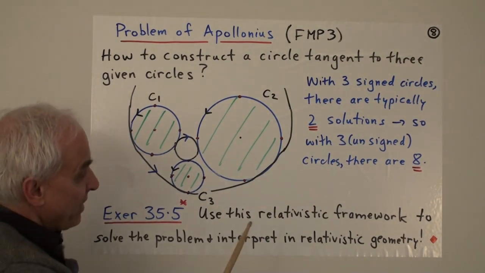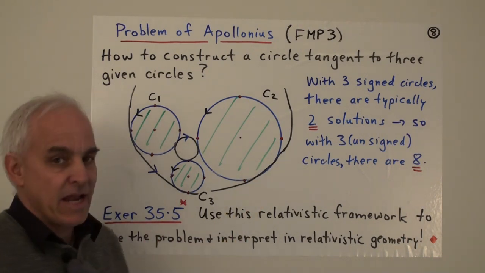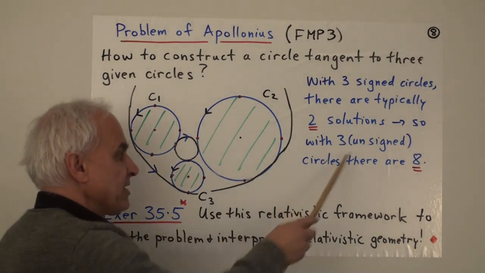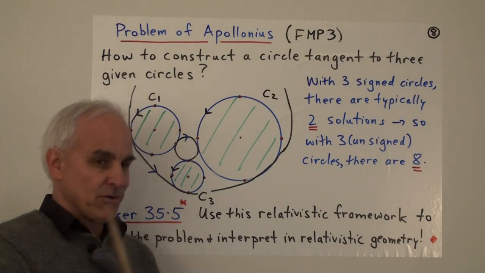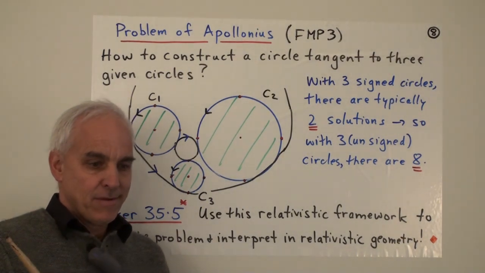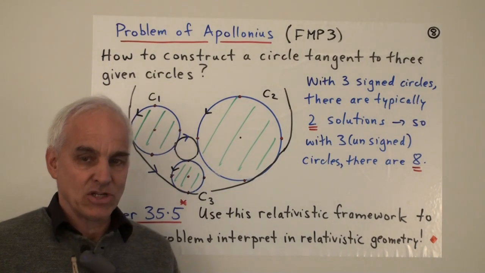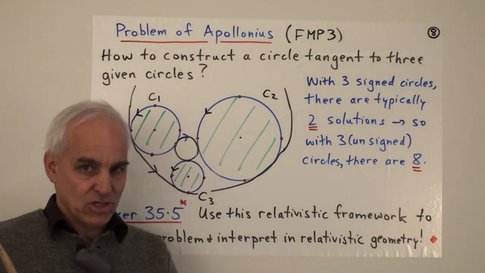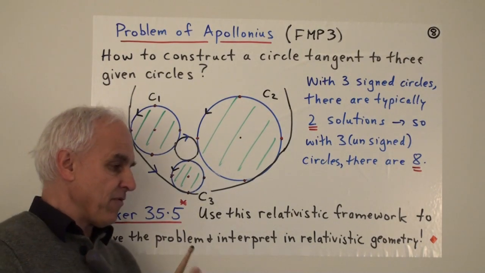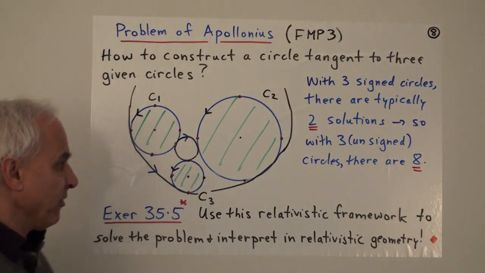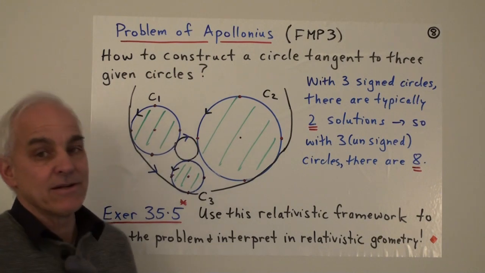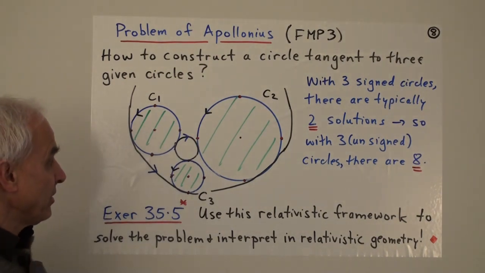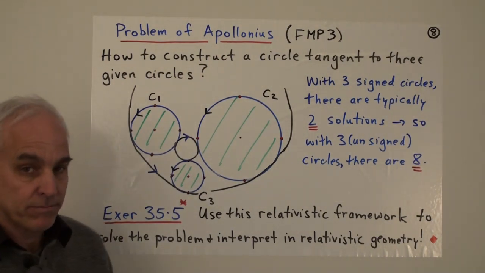And if you then remove the orientation, so with three unsigned circles, there are 4 times that. Essentially because there are 4 different ways of putting orientations on the circles with respect to each other. 8 altogether, but 4 after you divide by symmetry. And this suggests that in general there are going to be 8 solutions to the Apollonius problem.